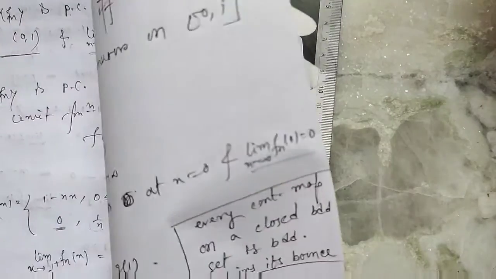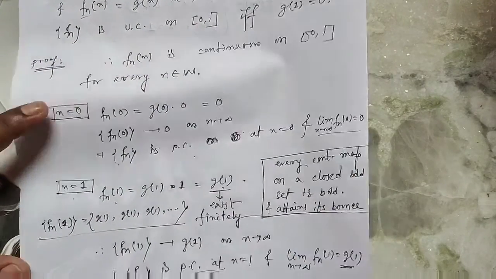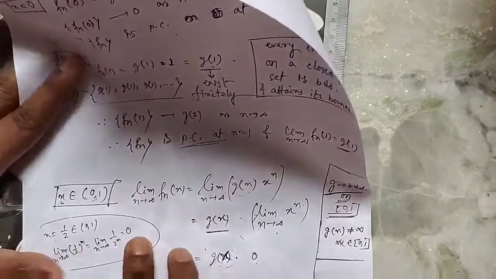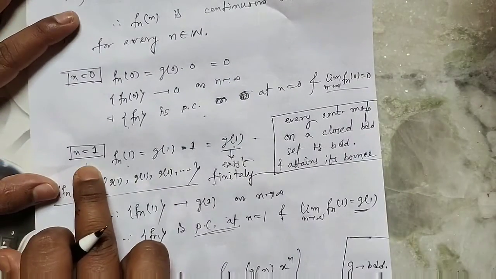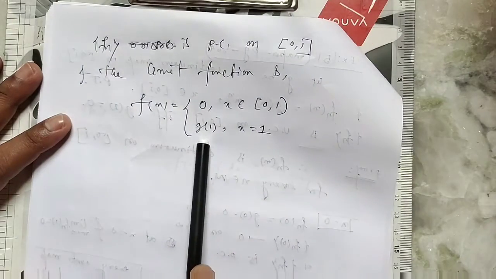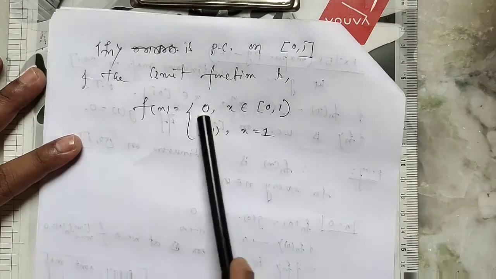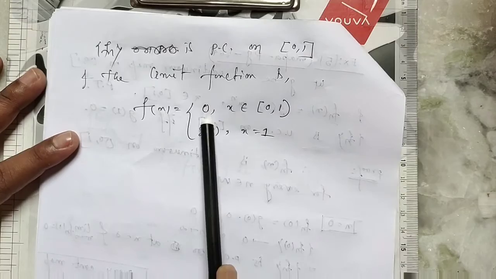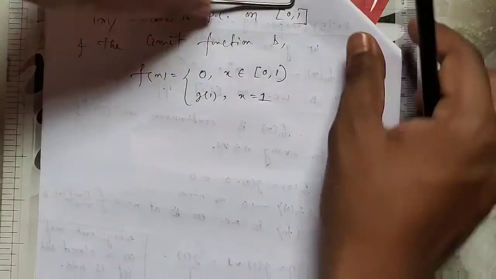Okay, yes, for x equal to 0, the limit is 0. For x belongs to (0, 1), the limit is 0. But for x equal to 1, the limit is g of 1. So for x equal to 1, the limit is g of 1, and in the other part f(x) is 0. Okay, so this is the limit function for the sequence of functions. Clear?